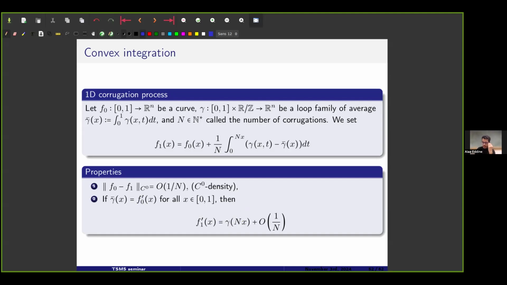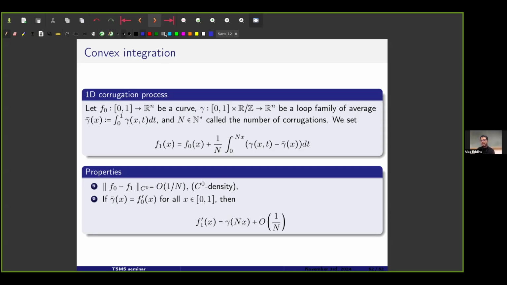So what is the idea? The idea is that you deform f0 in such a way that you have control of the speed. If the norm of gamma is r everywhere, this means that the speed of f1 is almost r everywhere. So it has speed as close to r as we want, and that's it. You need only to find a curve of norm r that verifies this average condition.